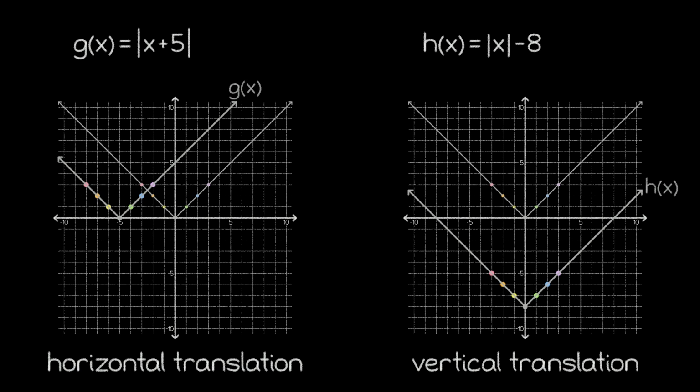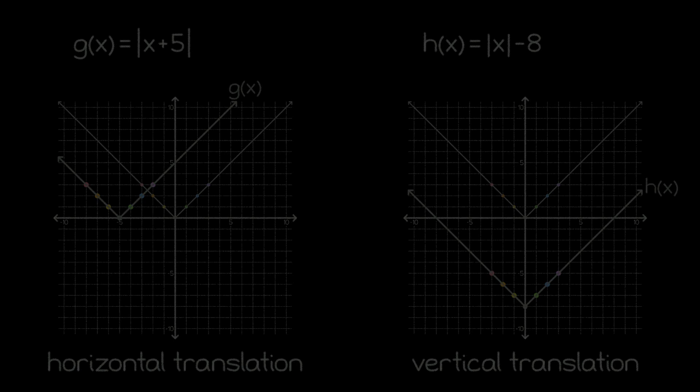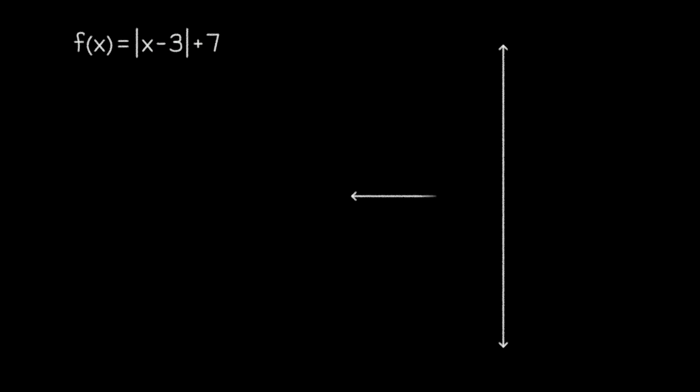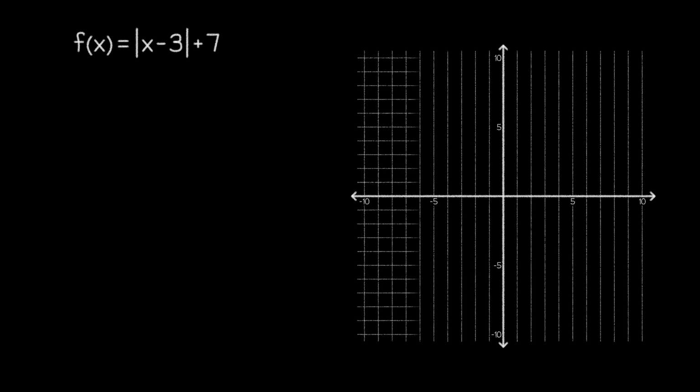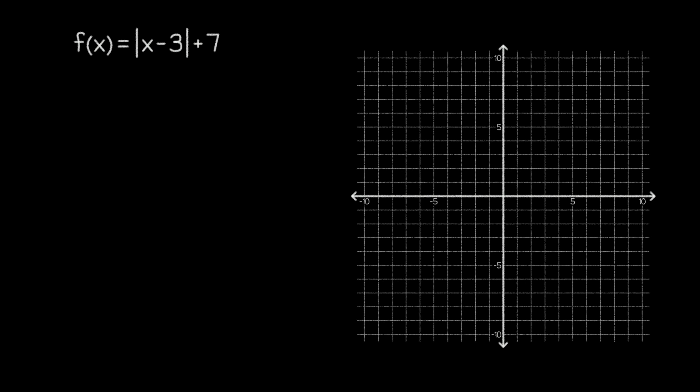With that, let's do a bit more practice and consider one final function for this section. This time, the function has subtraction inside the absolute value bars and addition outside the absolute value bars. So based on the translations we've previously analyzed, we can make predictions about the final position of this function.